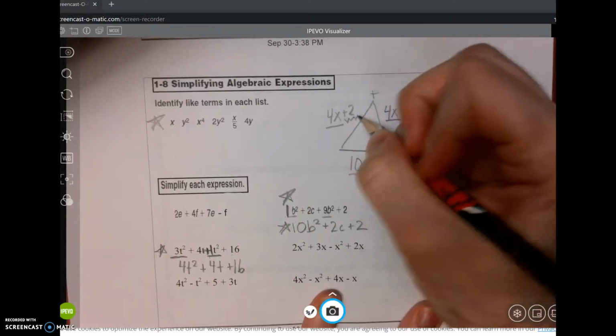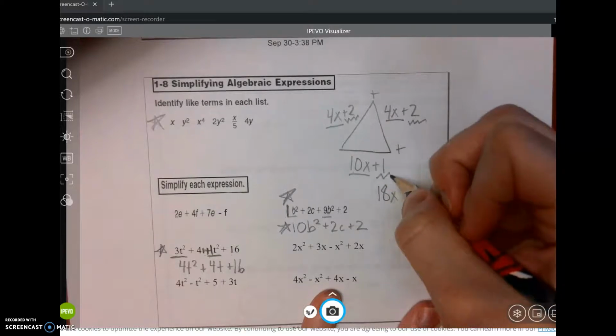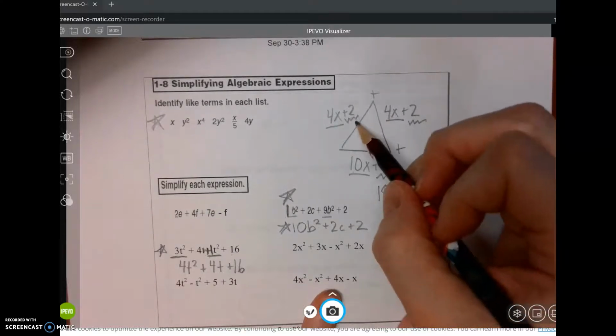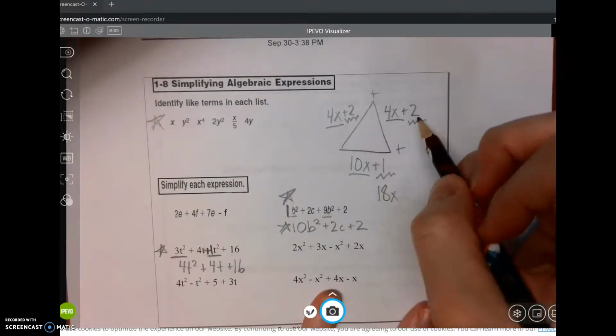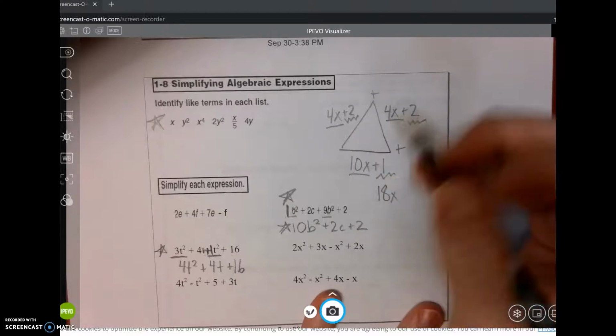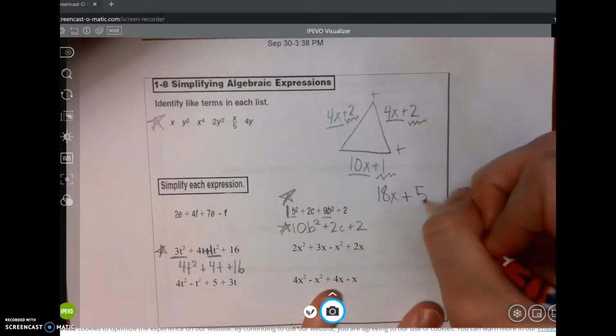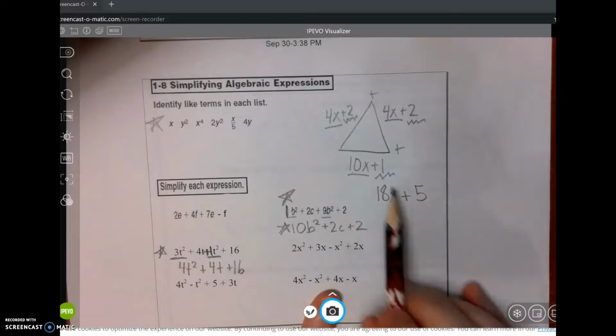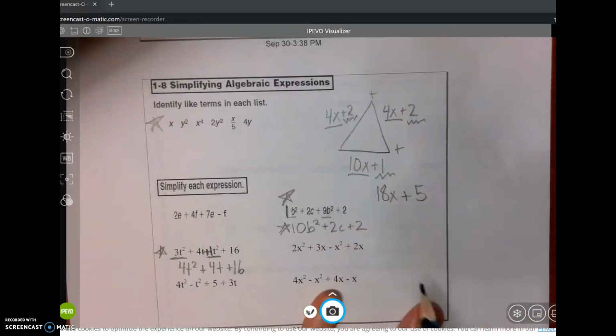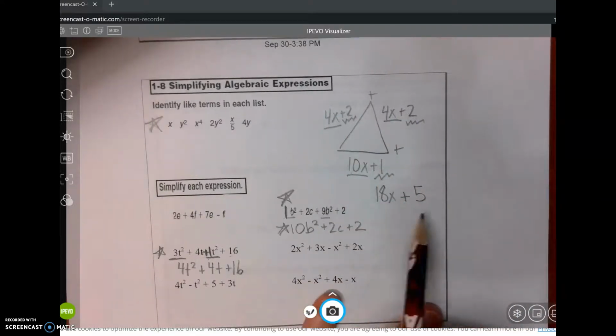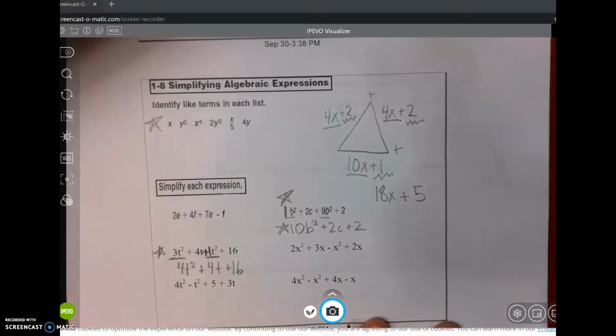And then I've got my constants here that are like terms. These are regular numbers. So I've got 2 plus 2 plus 1, which is 5. So that's plus 5. The reason why there's addition between there is because all of these have addition between them. Okay, so that is how you combine like terms.